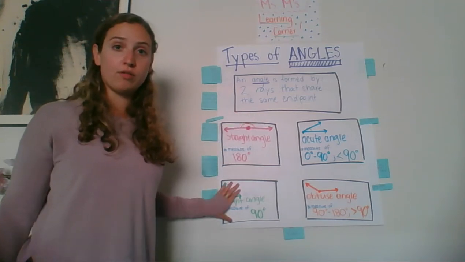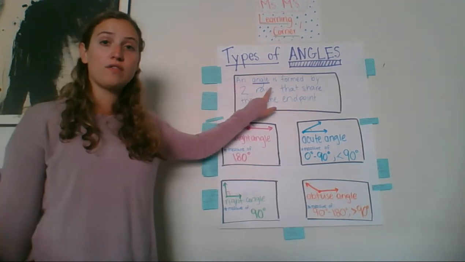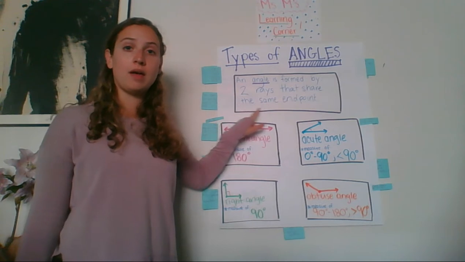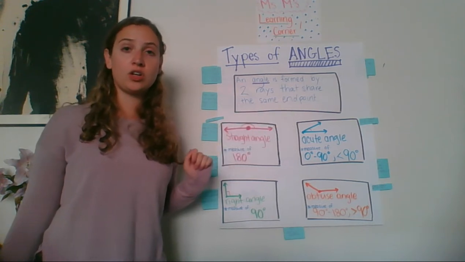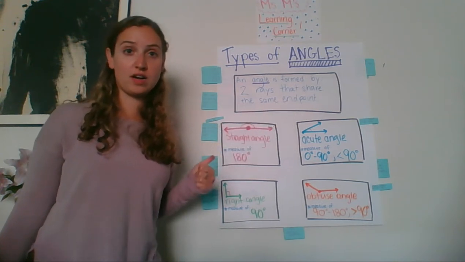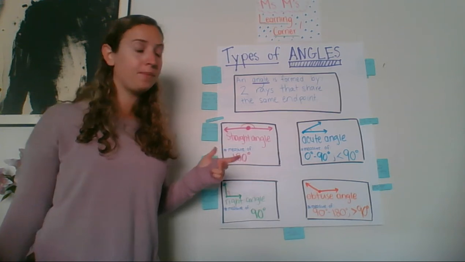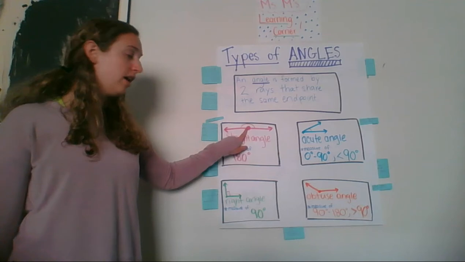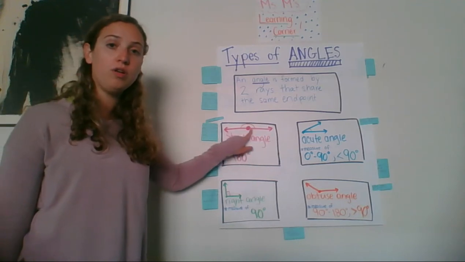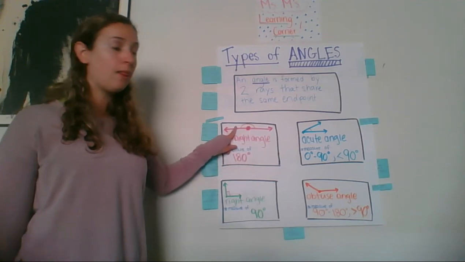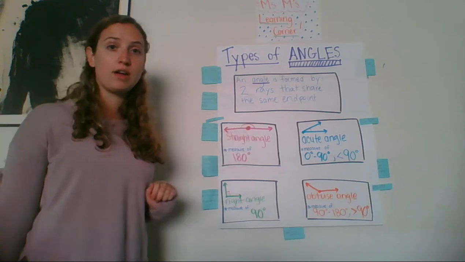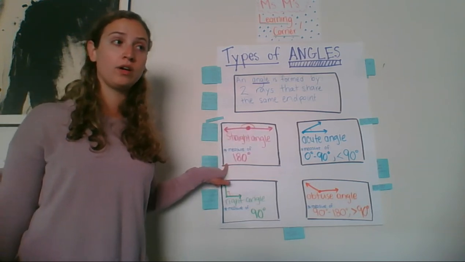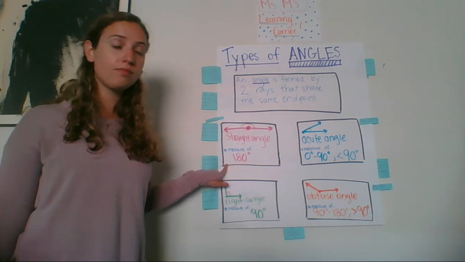As a quick review, an angle is formed by two rays that share the same endpoint. So let's take a look at the types of angles and talk about the rays, the endpoint, and the degree. In a straight angle, you have your two rays, ray 1, ray 2, sharing your same endpoint. This measures 180 degrees. So a straight angle is equal to 180 degrees.